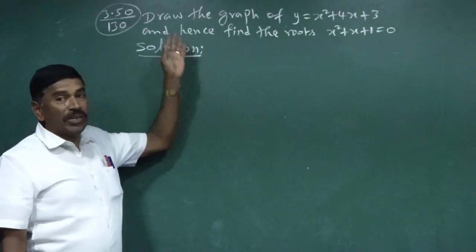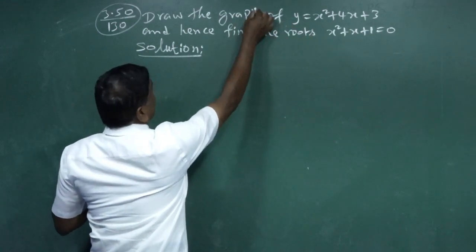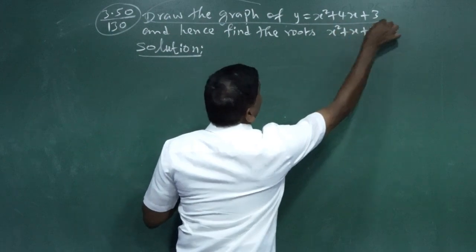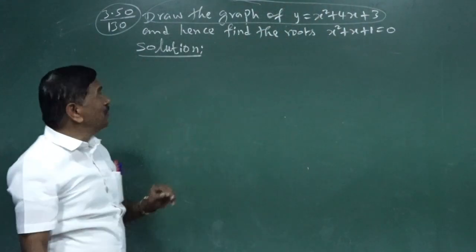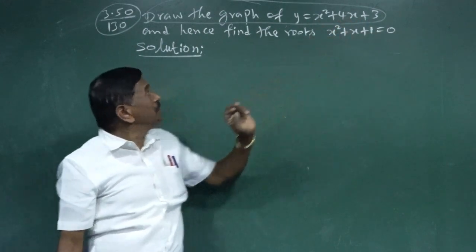Children, listen. Next our topic is graph. Listen. Draw the graph of, okay, step 1. Draw the graph of y equal to x square plus 4x plus 3.